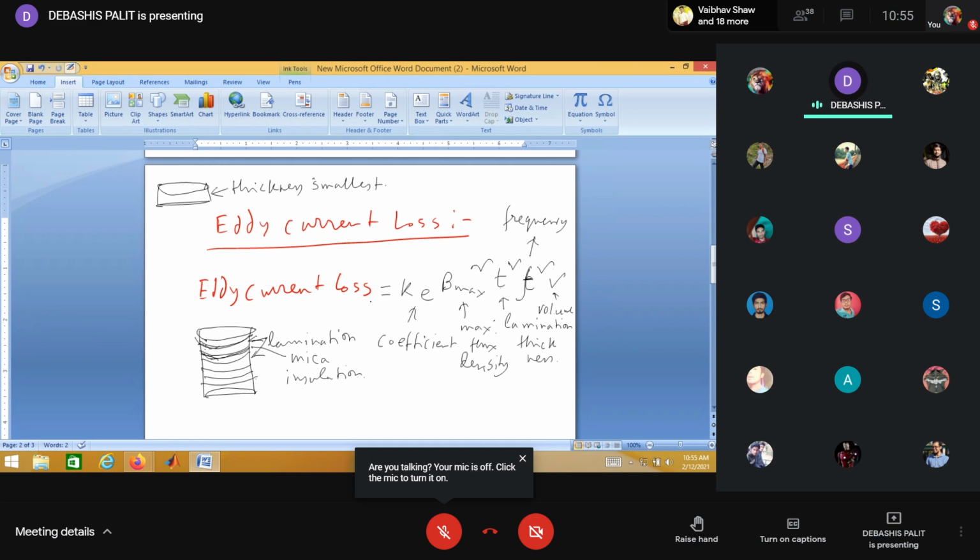So this is your eddy current loss, and we have worked out some problems also, and you have seen different problems. You can easily understand these problems. Only formula based problems are there. Now today we will introduce another topic. That topic is electrostatics.